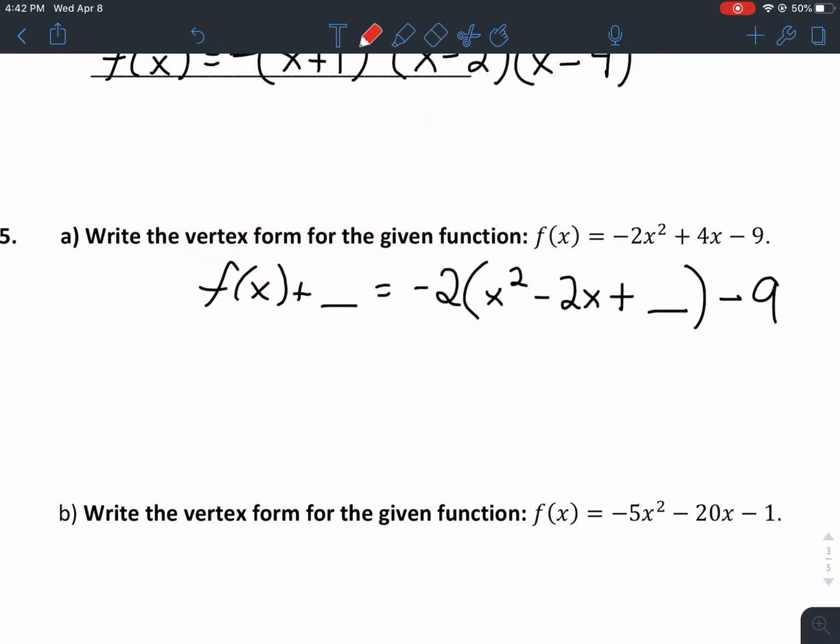So the first thing you do is you divide the middle term by 2. When you take negative 2 and divide that by 2, you get negative 1. So I would have x minus 1. And what you do with that negative 1 to get the number that goes in that blank spot, you square it. Negative 1 squared means negative 1 times negative 1, which is 1.